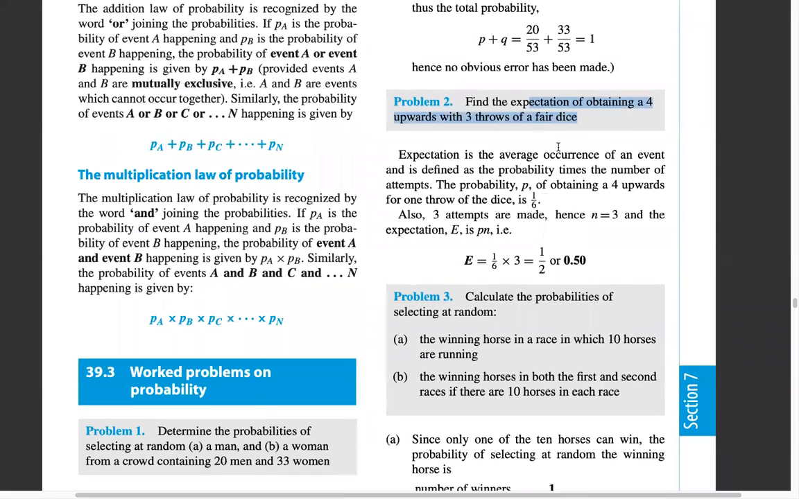They say find the expectation of obtaining a 4 upwards with 3 throws of a fair dice. So expectation is the average occurrence, the probability times the number of attempts. The probability of obtaining a 4 is 1/6, and if you make 3 attempts, it's 3 times 1/6, which is a half. It's really that simple. You multiply the number of events by the probability of an event happening.